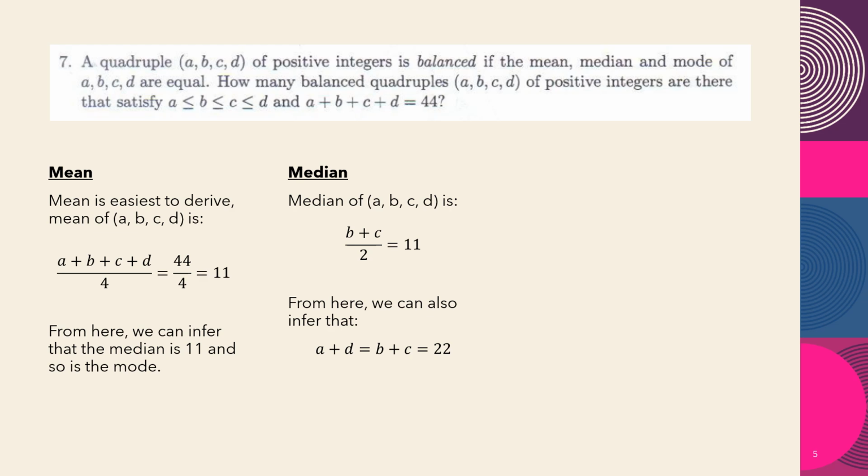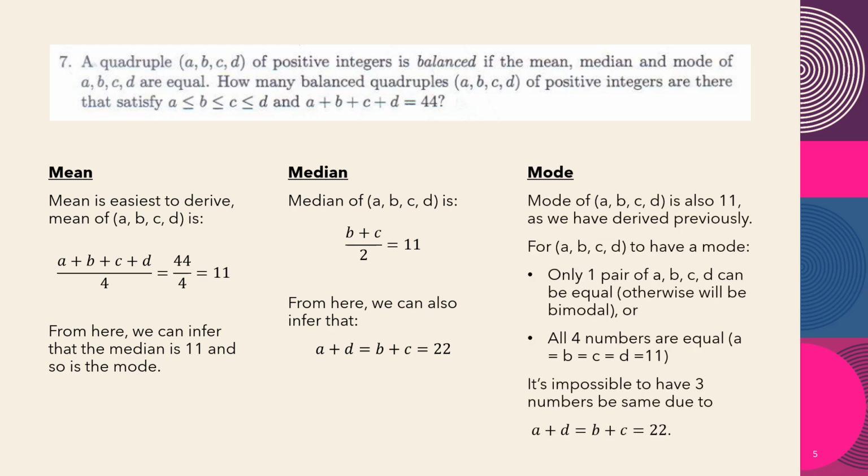And then lastly, we look at mode. Mode is basically about popularity: which number appears the most number of times. That's what mode is defined as. So the mode of A, B, C, D is also 11, as we derived in the mean section. For A, B, C, D to have a mode, it's important to know that not all sets have a mode. They only have a mode if there's one specific element that repeats the most number of times.